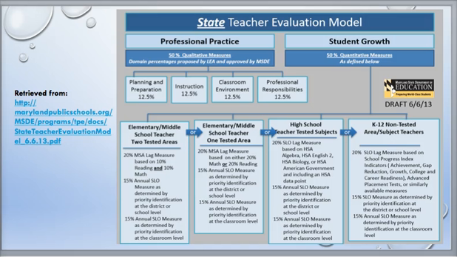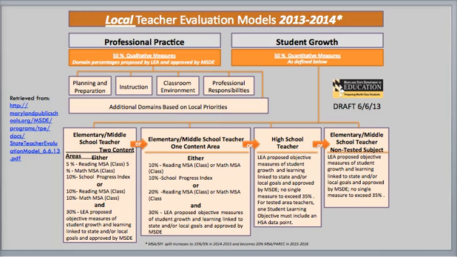Here is the state teacher evaluation model. Notice that it is divided into two main categories: professional practice worth 50% and student growth worth 50%, making it a qualitative and quantitative process. Maryland school systems may develop their own local teacher evaluation model, but they must be approved by the Maryland State Department of Education in order to be in compliance.